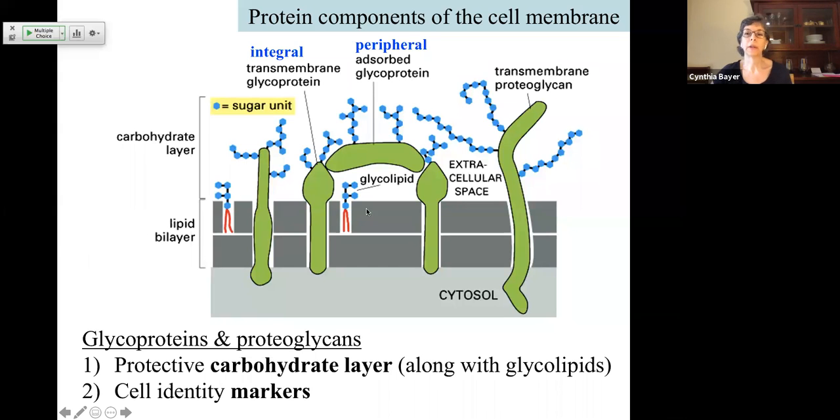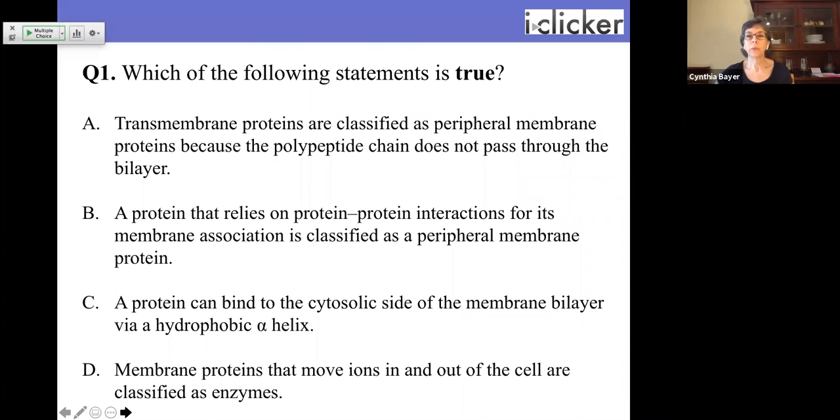All right, so we have our lipid components of our biologic membrane. We have our protein components of the membrane, and on the outside, we have this carbohydrate layer, these sugar components that are attached to either the proteins or to the lipids. So what have we talked about so far in the context of our proteins of our biological membrane? Which one of these statements is true?